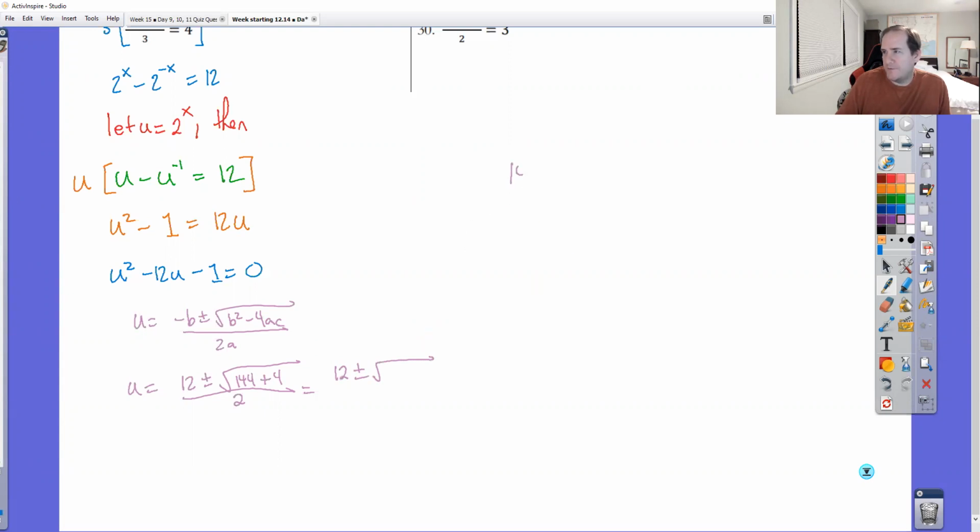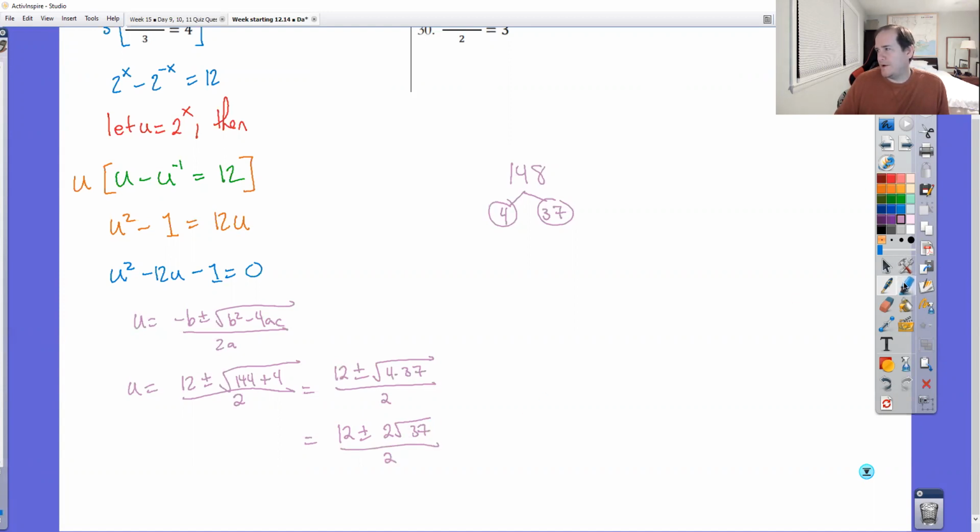Now 148, you can divide that by 4 and you'll be left with 37. 37 is prime, so we can see the only way we're going to break down 148 is as 4 times 37, all over 2. So that's going to be 12 plus or minus 2 root 37 all over 2.